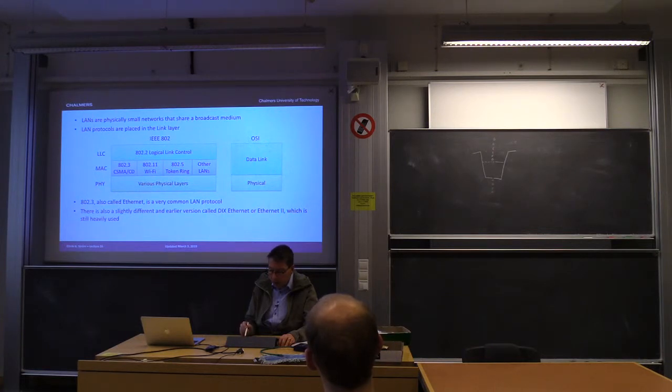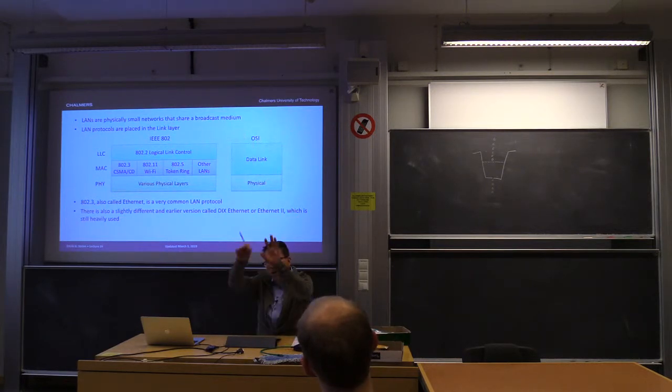And in the OSI model, if we think about that, the lowest one is the physical one, and then there is the data link layer, and then there are network layers and things above it, right? But the IEEE 802 standards, they are link layer protocols and physical layer protocols.